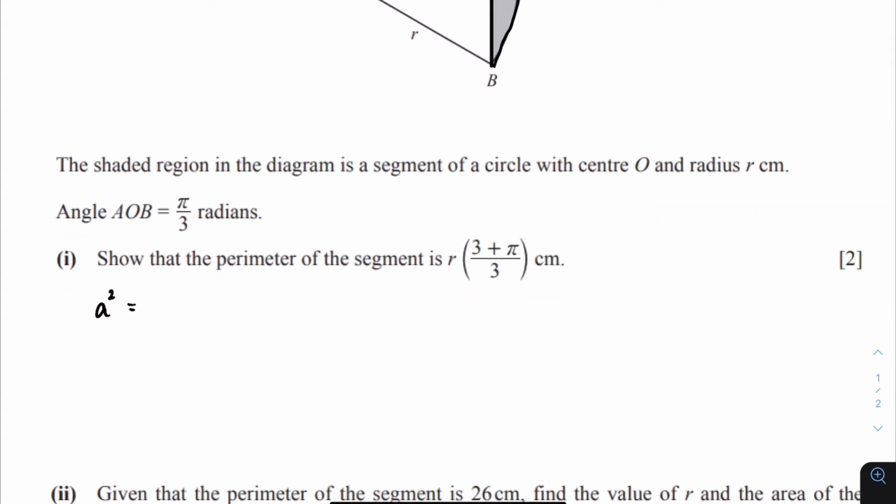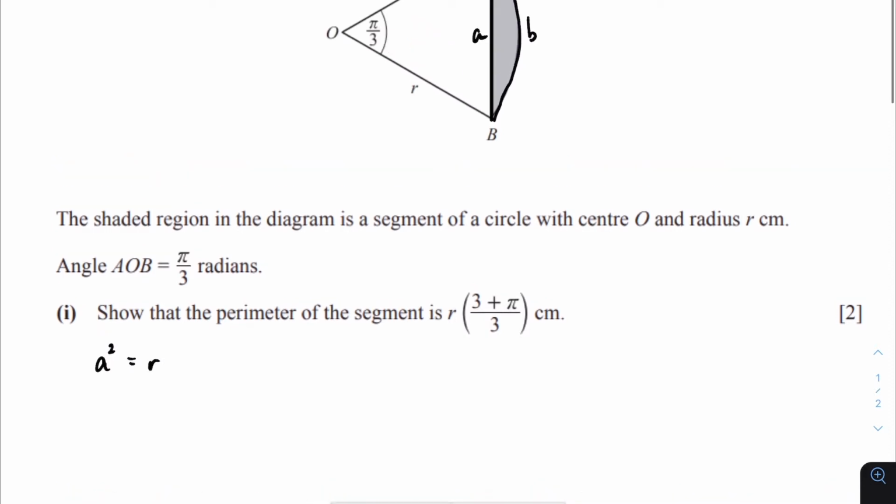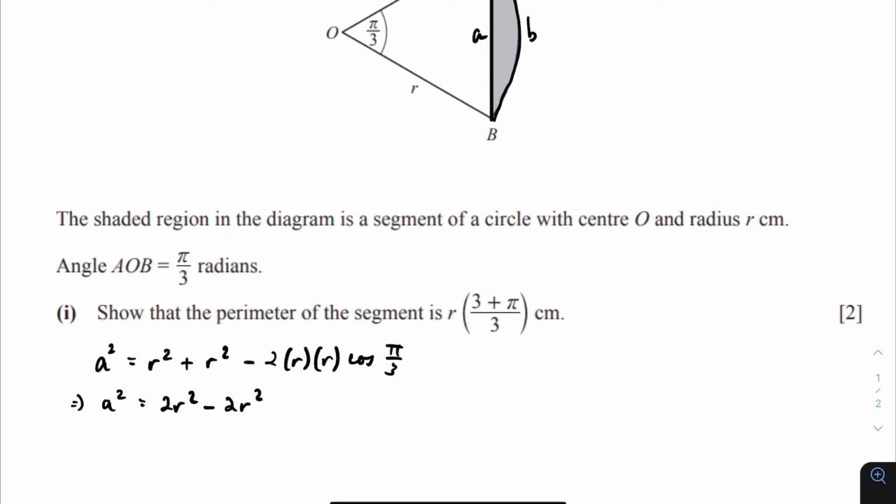So A squared is equal to the first side length squared plus the second side length squared minus 2 times the side lengths times the cosine of the angle, which is pi over 3. So that means that A squared is equal to 2r squared minus 2r squared times cos of pi over 3, which is the same as cos of 60, and as we know, cos of 60 is half. So that gives us A squared is equal to 2r squared minus, and then this cancels out, so minus r squared. So A squared is equal to r squared.